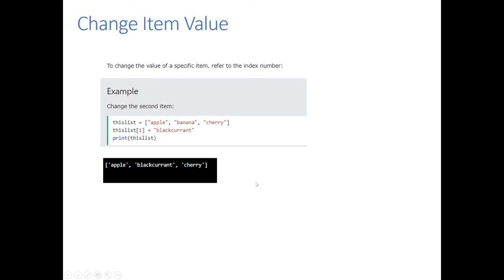Change item value. To change the value of a specific item, refer to the index number. So let's say, for example, we have this list, apple, banana, and cherry. So this list[1] is equal to blackcurrant. I don't know what fruit this is. That means we're replacing banana, because this is index 0, this is index 1. So we're replacing this one. So the output, if you print the list, will be apple, blackcurrant, and cherry. I hope I pronounced that correctly.